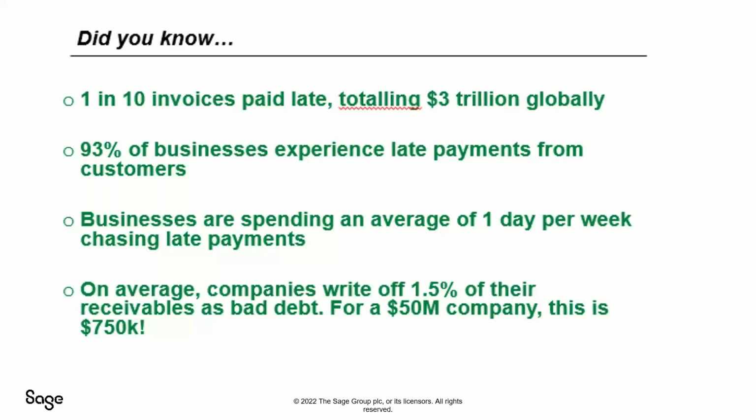Now, unfortunately, if they don't automate their accounts receivables, on average, companies end up writing off about 1.5% of their receivables as bad debt. So for a $50 million a year company, that's $750,000 wasted. So you can start now picturing the return on investment that Credit Hound can provide you as a business.